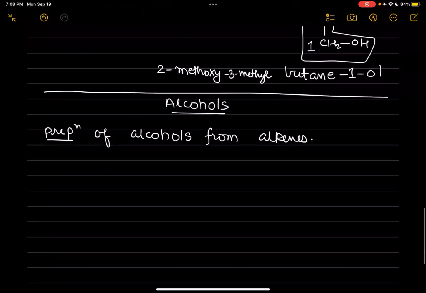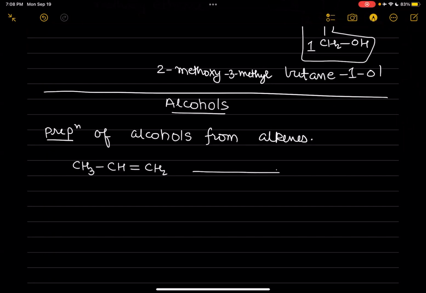Okay, so preparation of alcohols from alkenes. So alkenes have a double bond. So how can you get the alcohol from alkene? What could be the method?